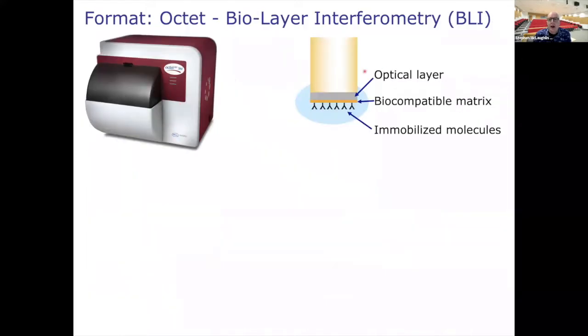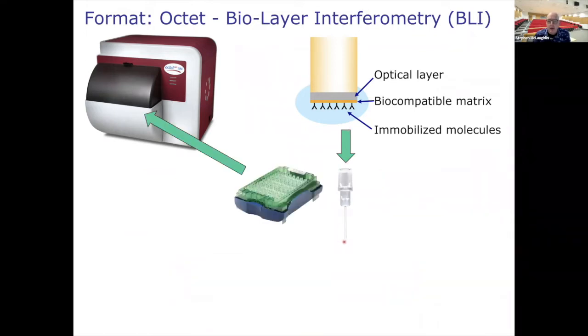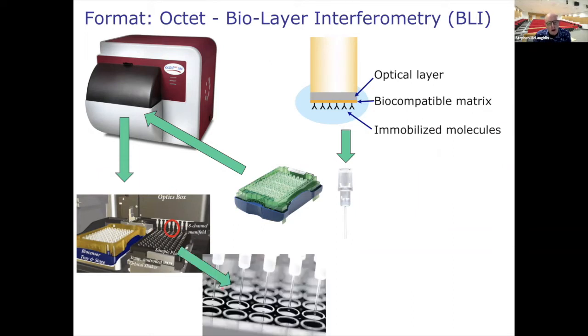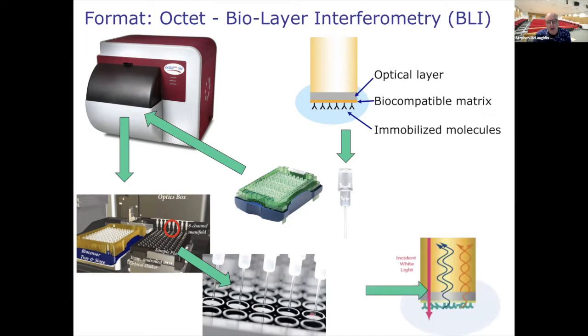For the Octet, we have individual sensor fibers with a biocompatible layer where you can immobilize molecules. The light is shone directly through the sensor tip. These come in nice little racks of 96. It's formatted in either 96 or 384-well format, where the sensor tips sit in an optics box and then dip into the solution with all the reactants. It's white light that interprets what's happening at the center there.